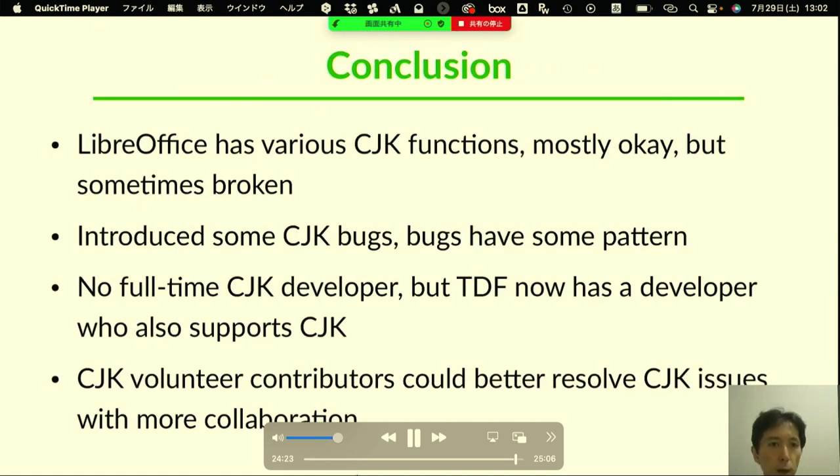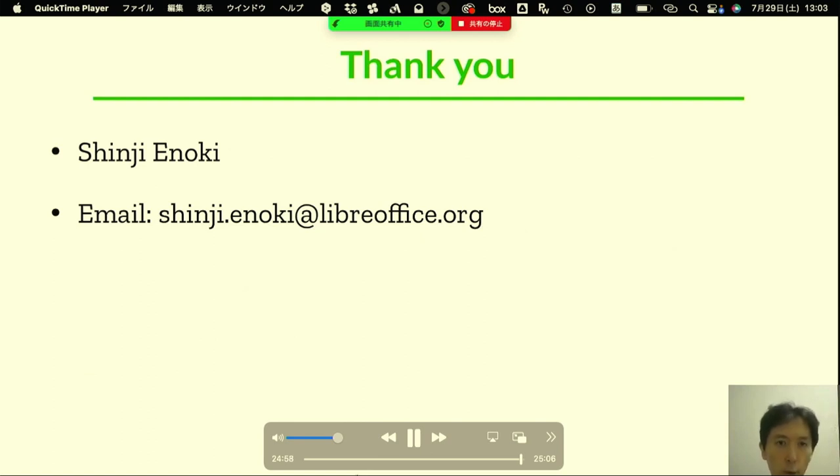Conclusion. LibreOffice has various CJK functions, mostly okay, but sometimes broken. I introduced some CJK bugs; bugs have some patterns. There is no full-time CJK developer, but TDF now has a developer who also supports CJK. And CJK voluntary contributors could better resolve CJK issues with more collaboration. Okay, thank you for listening.